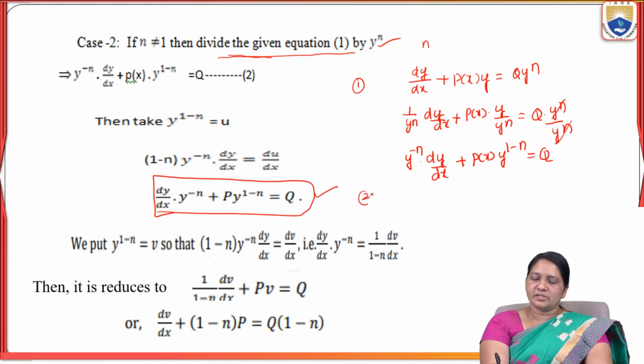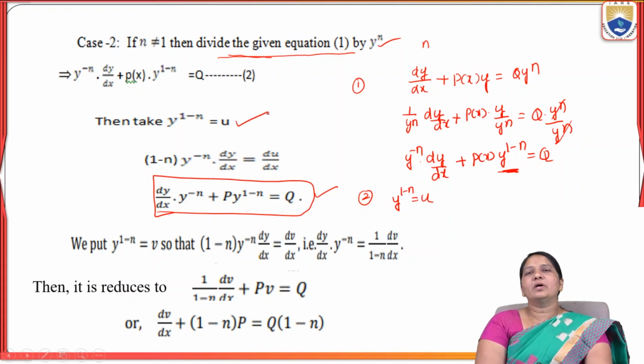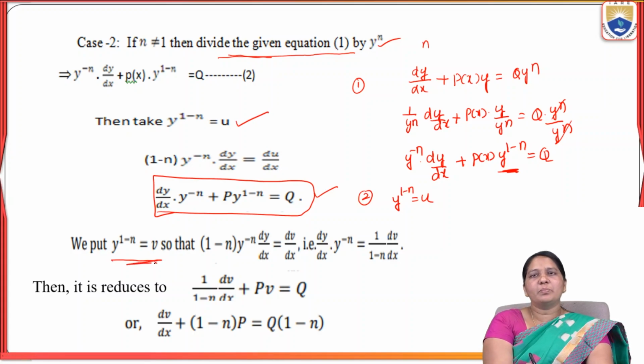In the second step, we are substituting some value here. I am taking y power 1 minus n equal to u. Otherwise, we can take y power 1 minus n equal to v also, any variable.